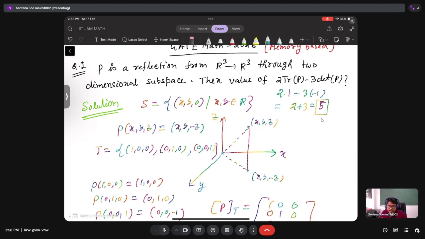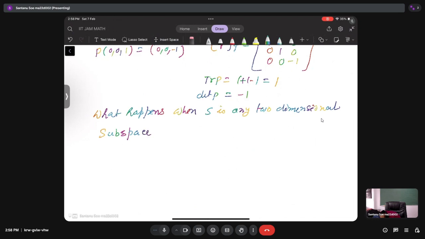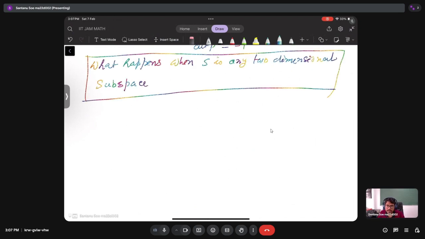Now we can ask another question: since we have taken only a particular two-dimensional subspace, what about a general two-dimensional subspace? We're now going to answer this question. What happens when S is any two-dimensional subspace, instead of the xy plane, which is also a two-dimensional subspace, but a particular one we have taken to answer this question? If S is any two-dimensional subspace, then we can easily define the reflection through it.